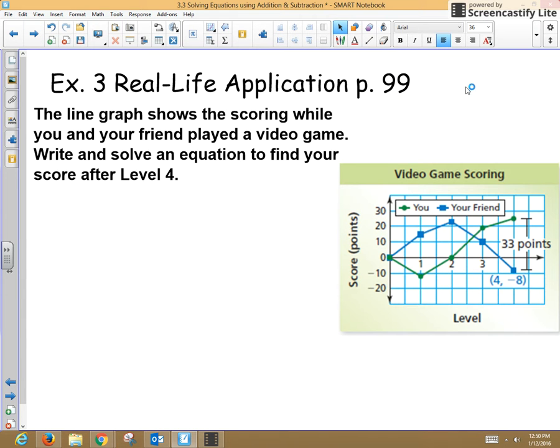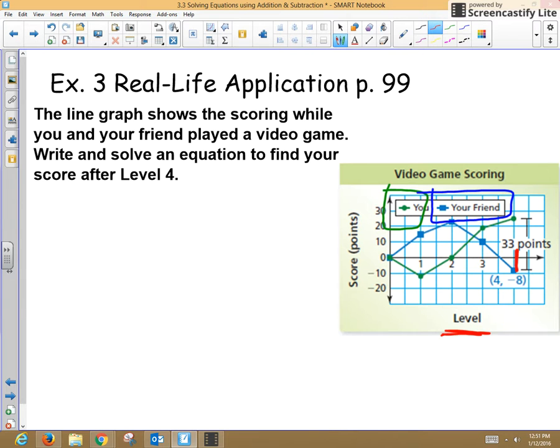Example 3 is our real life application on page 99. And it says, the line graph shows the scoring while you and your friend played a video game. Write and solve an equation to find your score after level 4. So if we look at the graph, you are the green line, and your friend is the blue line. And it asks us to look for level 4. So here's the levels. And I see level 1, 2, 3. Here's level 4 right there.